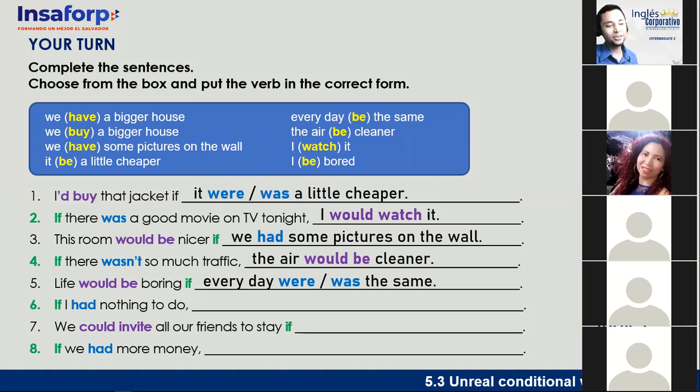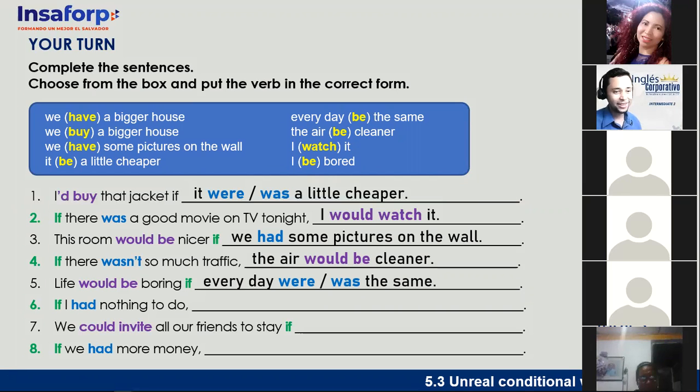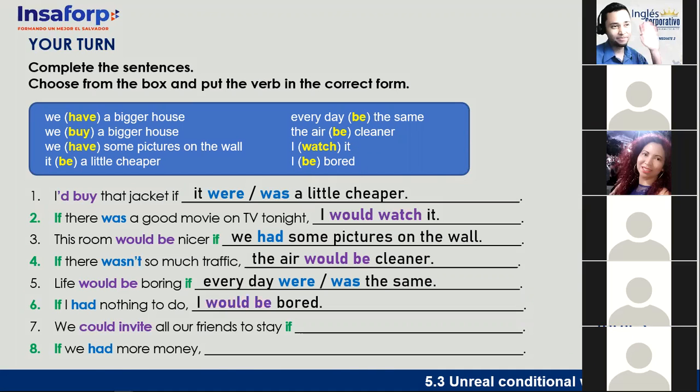Okay, good. Thank you. What about number six? Volunteers, please. Ya nos pasamos de las nueve. Terminemos esto. Okay. Number six. Lady. If I have nothing to do, I would be boring. Yes, okay. If I had nothing to do, I would be bored. That's right. Very good. Thank you, Nady. Number seven. Who wants to try?